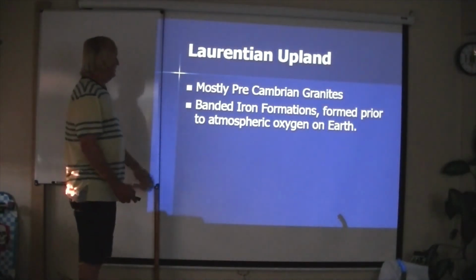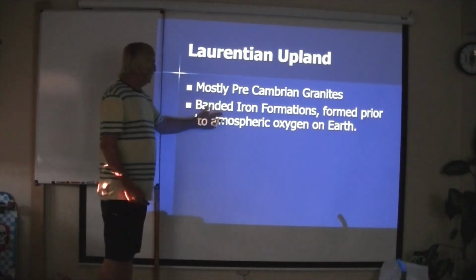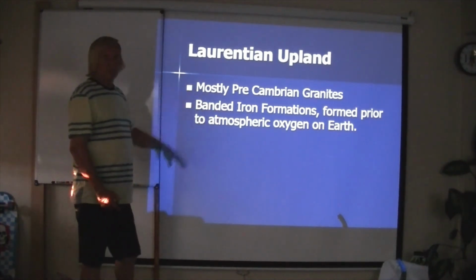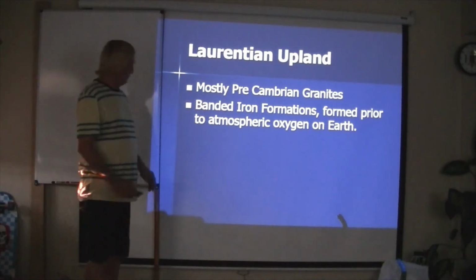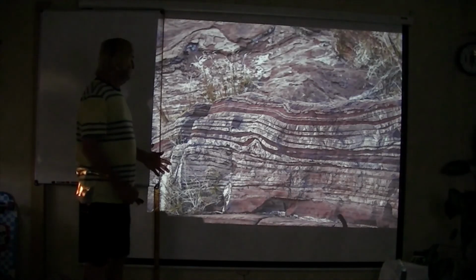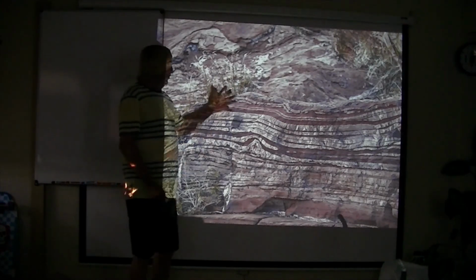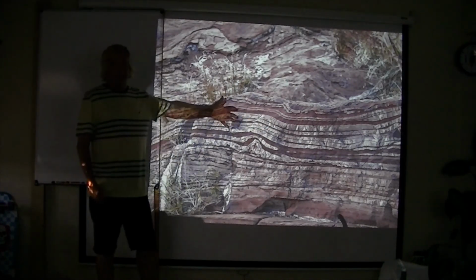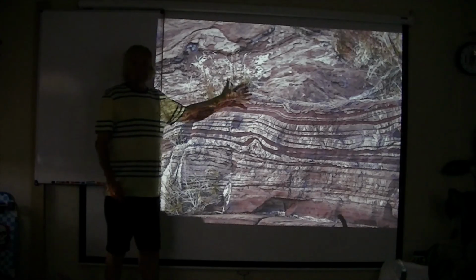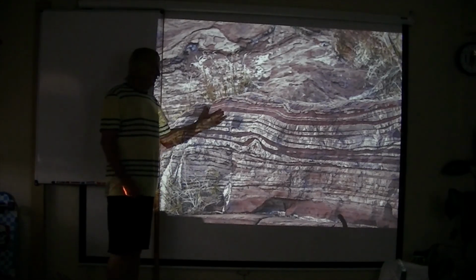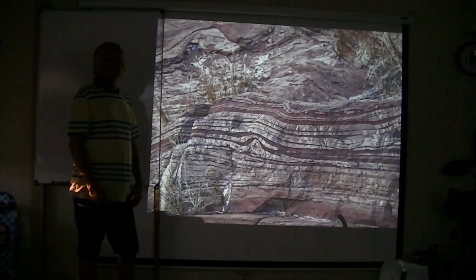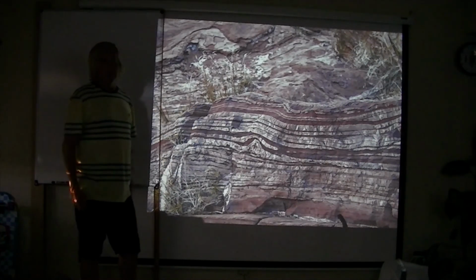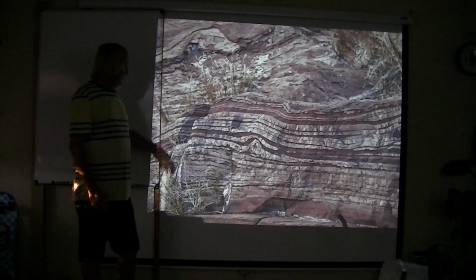So the Eurasian uplift is mostly Precambrian granites and banded iron formations. Those are the two main units that we see in that area. This next picture will show these banded iron formations. This was an economically important discovery because this led the Industrial Revolution. They discovered all this iron, and this is the mineral wealth that allowed the United States to go into an industrial revolution, build railroads and cities and all sorts of cool things.